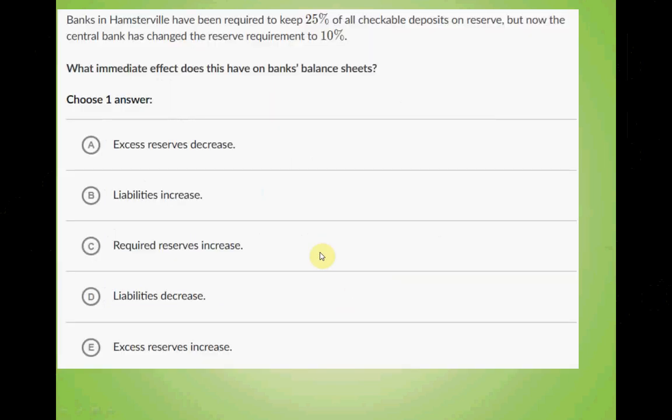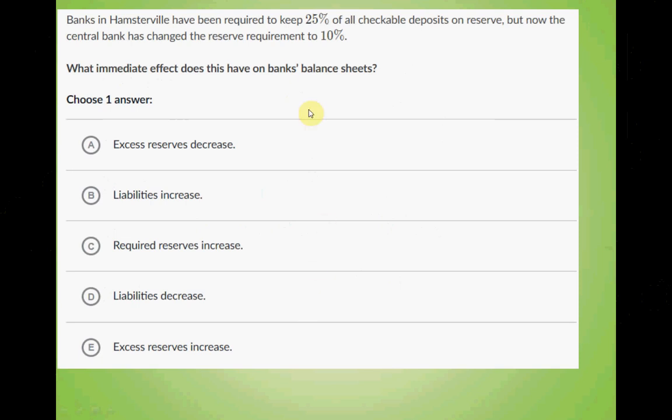Banks in Hamsterville have been required to keep 25% of all checkable deposits on reserve, but now the central bank has changed the reserve requirement to 10%. What immediate effect does this have on banks' balance sheets? This is the big reason why during the 2020 quarantine, the Federal Reserve decided to remove the required reserve amount, because they are trying to encourage something here. So why would the government, whoever controls Hamsterville, drop the required reserve from 25% to 10%? What's going to be the impact?